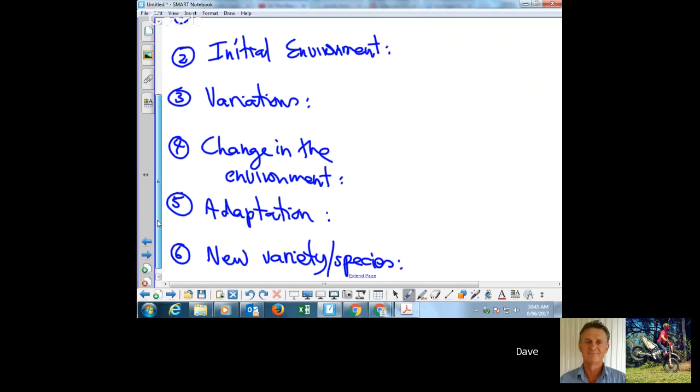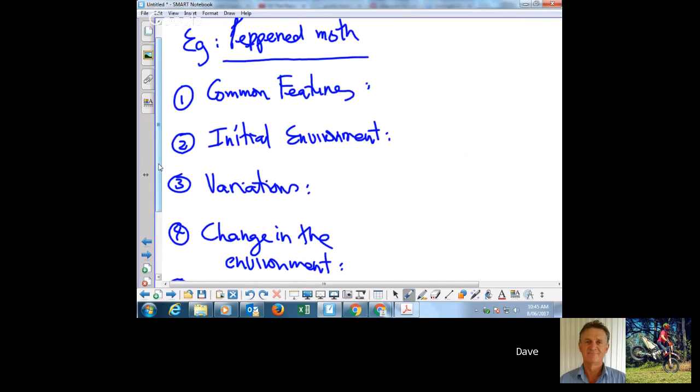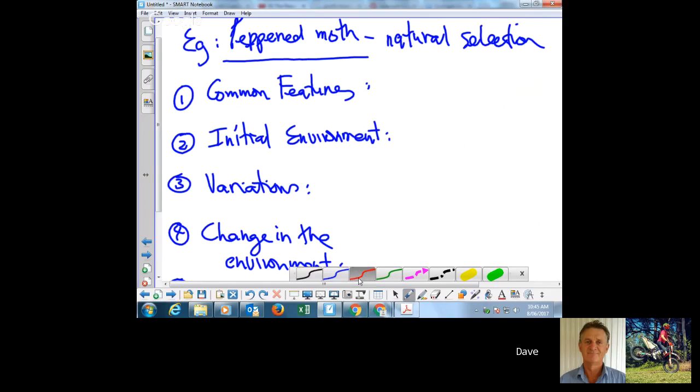So if we can identify all these things, then what we're outlining is the natural selection of the organism. So I'll work through this with you again, and the next one you do will be your own. So some common features of these moths.